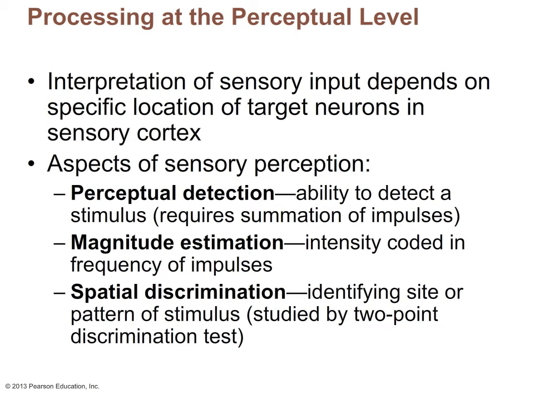Well, there's 3 or 4 different things that are going on during perception. First of all, we have perceptual detection, which is just basically the ability to detect a stimulus. So this is analogous to sensation. And then we have something called magnitude estimation. We can estimate how strong that stimulus is based on the pattern of nerve impulses that are coming from our sensory receptor. For example, think about stroking your hand lightly with a feather.